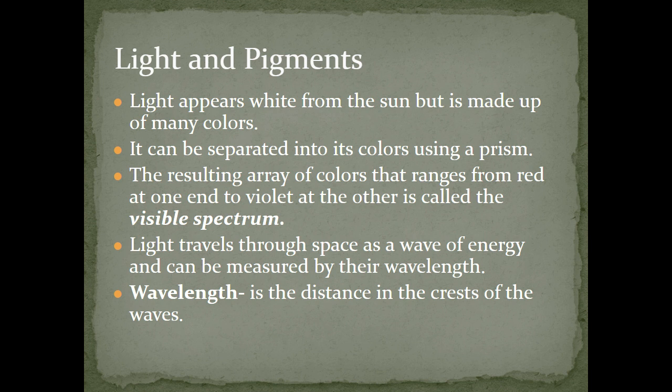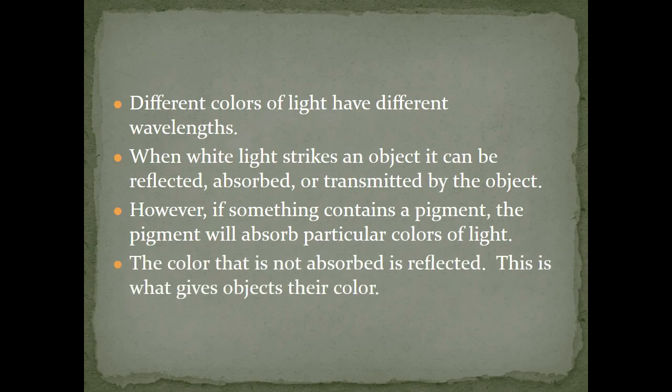Light travels through space as an energy wave. We talked about waves when we covered physics. Wavelength is, of course, the distance between crests of the waves. So different colors of light have different wavelengths. When light strikes an object, it can be reflected, absorbed, or transmitted by that object. So that is white light.